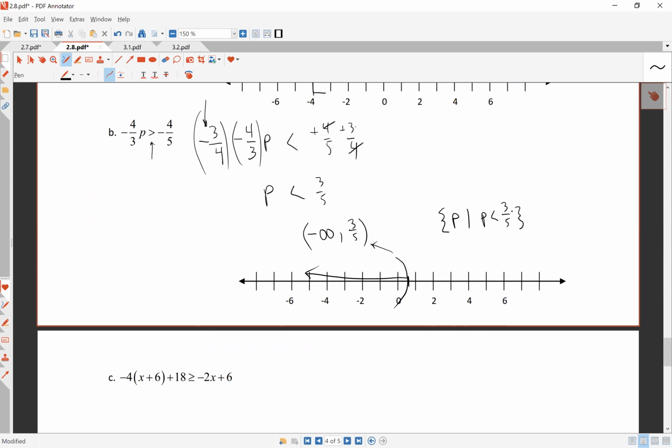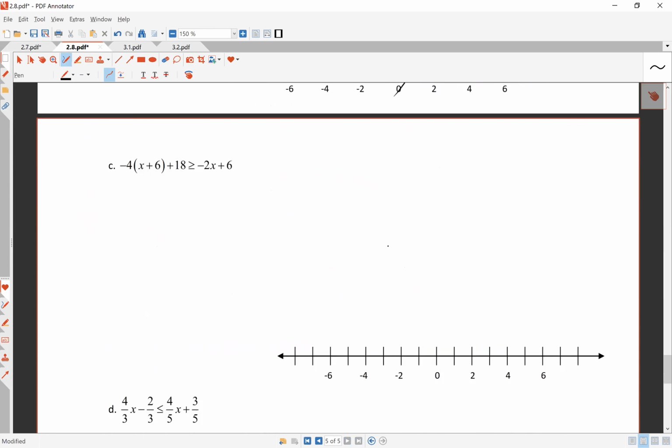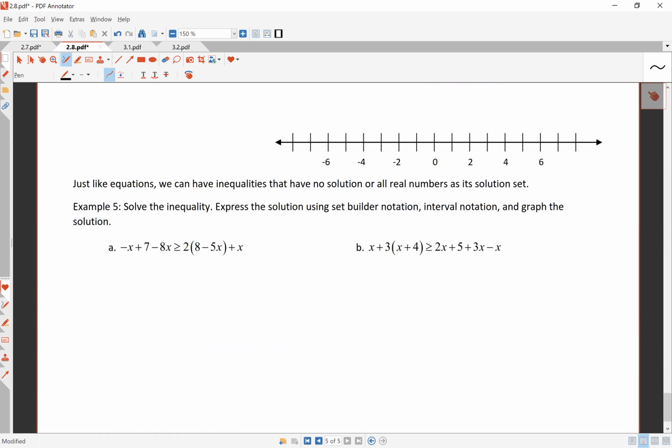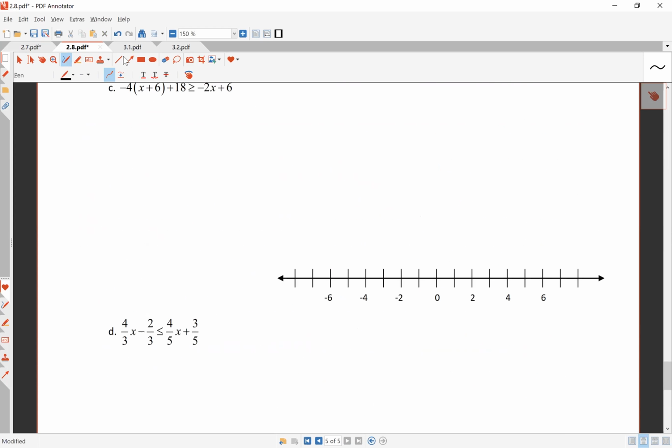Okay, so this section was a lot about how to solve inequalities, and you treat it just like a linear equation unless you multiply or divide by a negative number. And then it's about the 3 different ways to represent the solution, well, 4 ways really: the inequality, the graph, the interval notation, and the set builder notation. Okay, and so that's all I'm going to cover on that one.